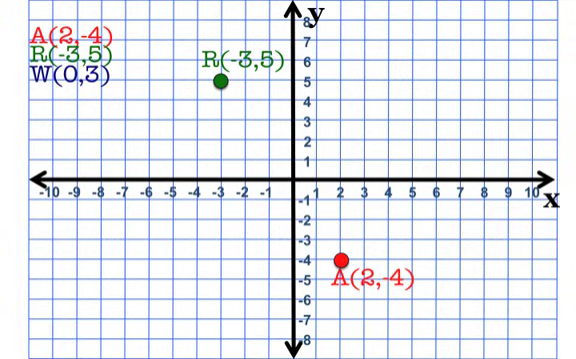How about the next one? W at 0, 3. We start at the origin. We don't go left, we don't go right, we just stay, because our x is 0, we don't go left or right. And that's our point W at 0, 3.